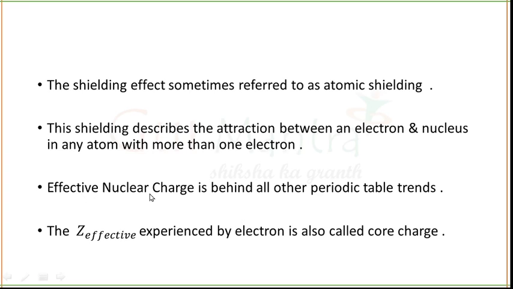So basically, effective nuclear charge, Z effective, is behind all the periodic table trends. That's why we have started with this periodic trend first. The Z effective experienced by an electron is also called the core charge. You have to remember this: Z effective of an electron is also known as core charge.